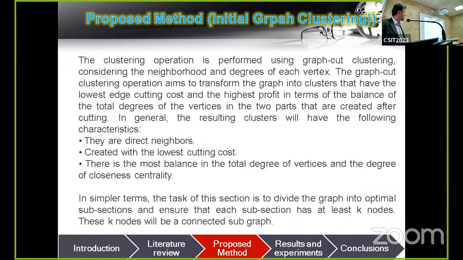In the initial graph clustering, we use graph cut clustering, considering the neighborhood and degree of each vertex. The graph cut clustering operation aims to transform the graph into clusters that have the lowest edge cutting cost and the highest profit in terms of the balance of the total degree of the vertices in the two parts that are created after cutting. In general, the resulting clusters will have the following characteristics. They are direct neighbors, that is a complete graph, and created with the lowest cutting cost. There is mass balance in the total degree of vertices and degree of closeness centrality.